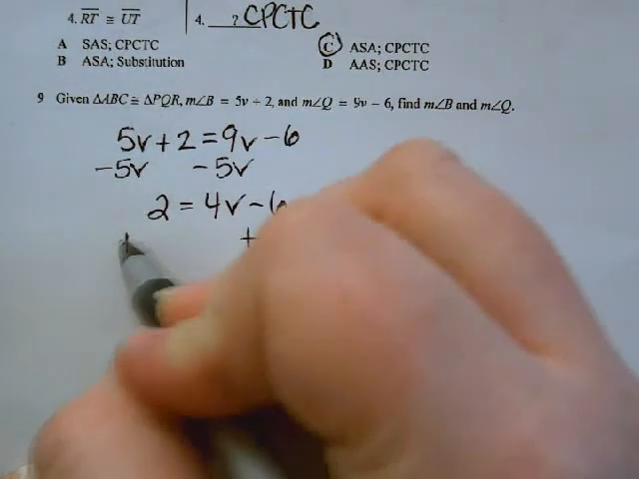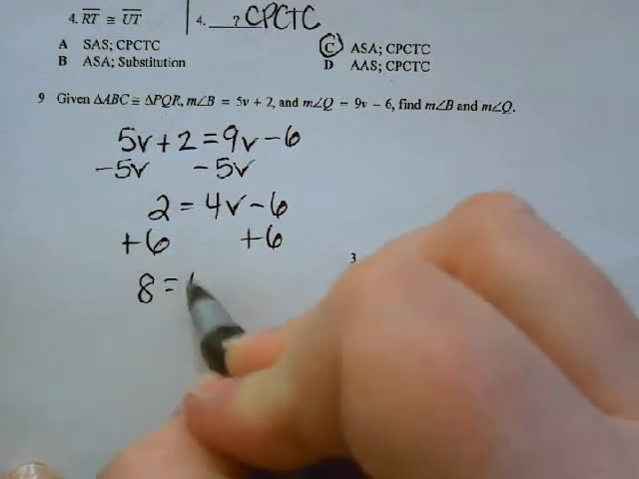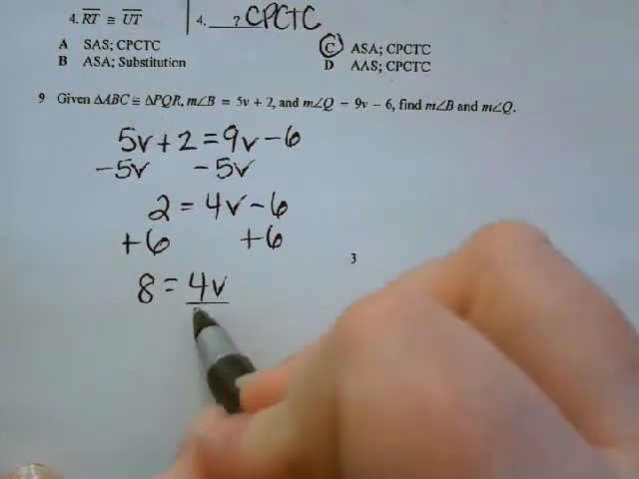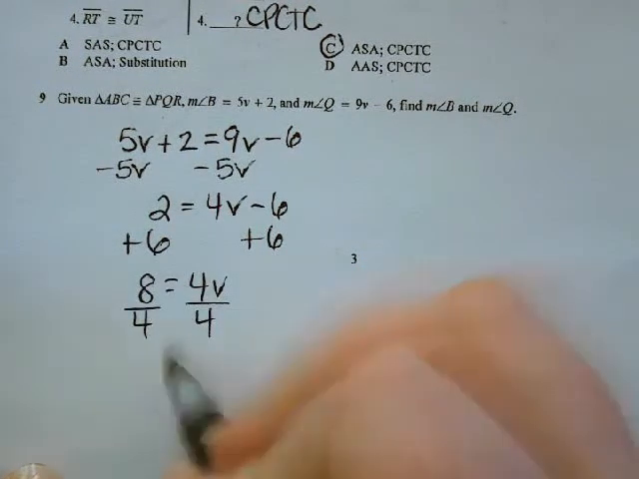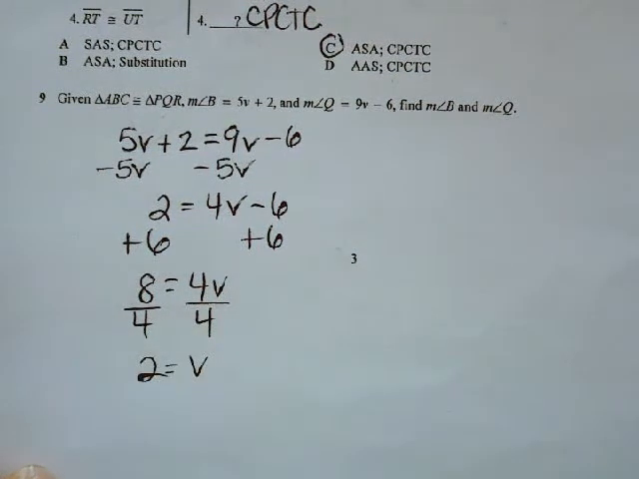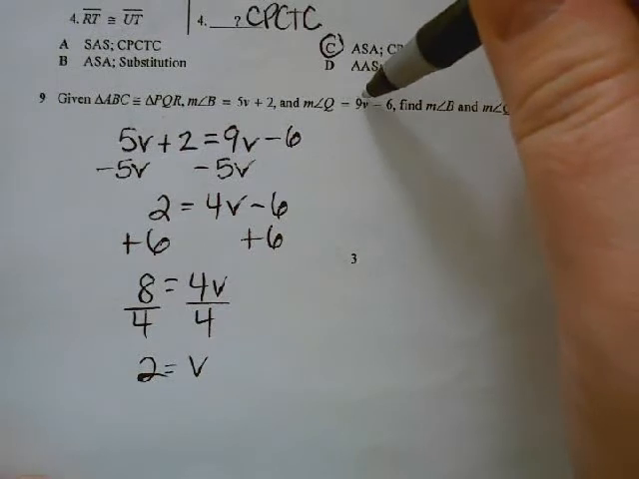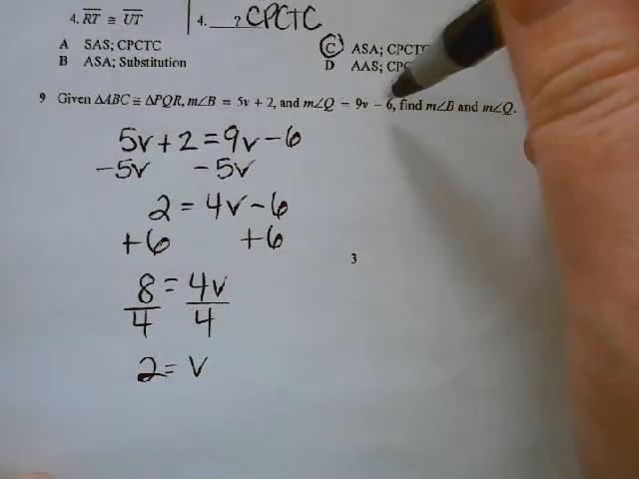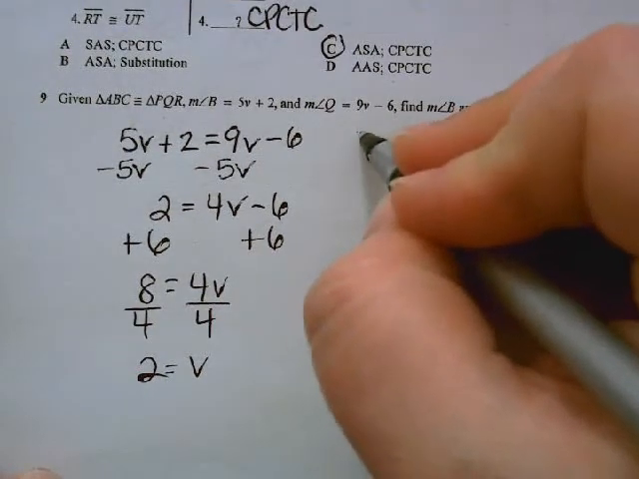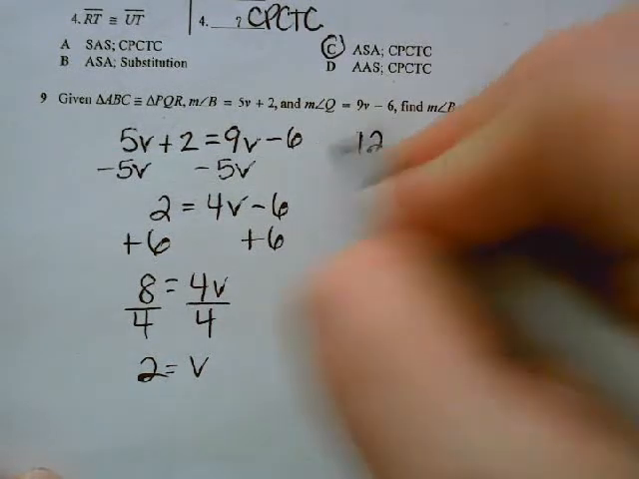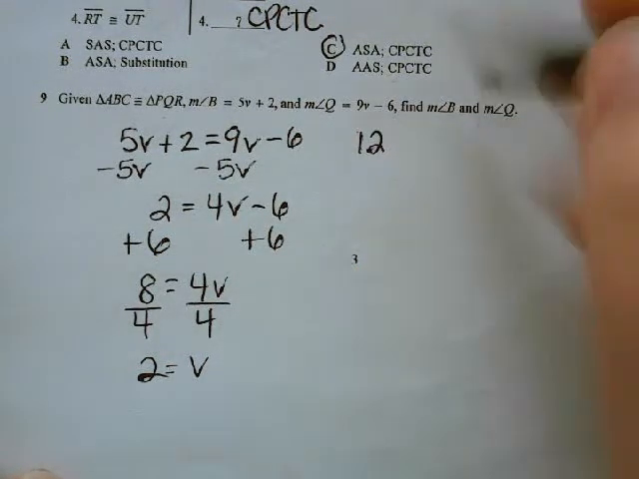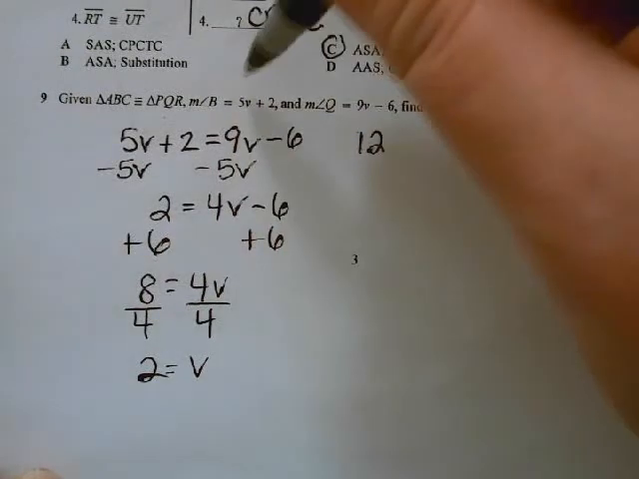So I'm going to go ahead and plug these back in. So 9 times 2 is 18. Subtract 6. And, oh, that's Q, sorry. And 5 times 2 is 10, plus 2 is also 12. So we know that 12 degrees is the answer for both the measure of angle B and the measure of angle Q.